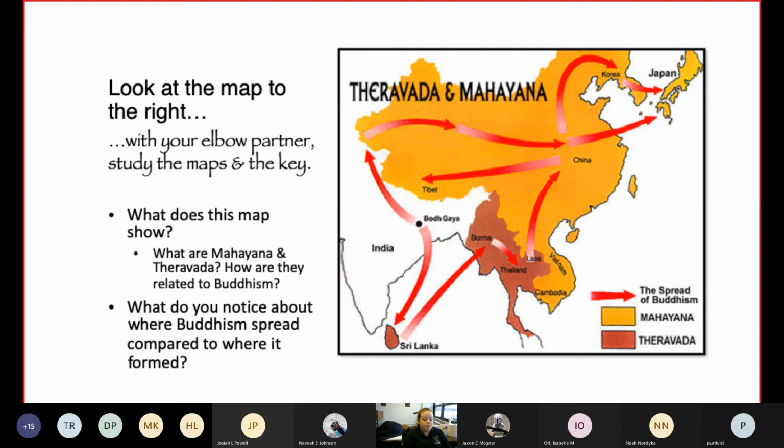And then what do you notice about where Buddhism spread compared to where it formed? You can kind of look at the arrows and see that the arrows going more north formed the Mahayana branch, and the arrows going more south formed the Theravada branch. So the different directions form different branches. And then once you are done with these, you can go ahead and submit them, and then we are done for the day.